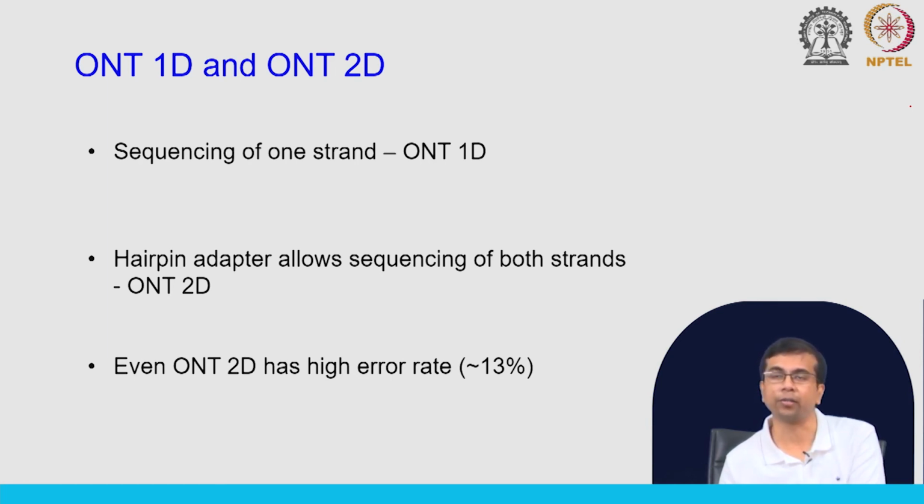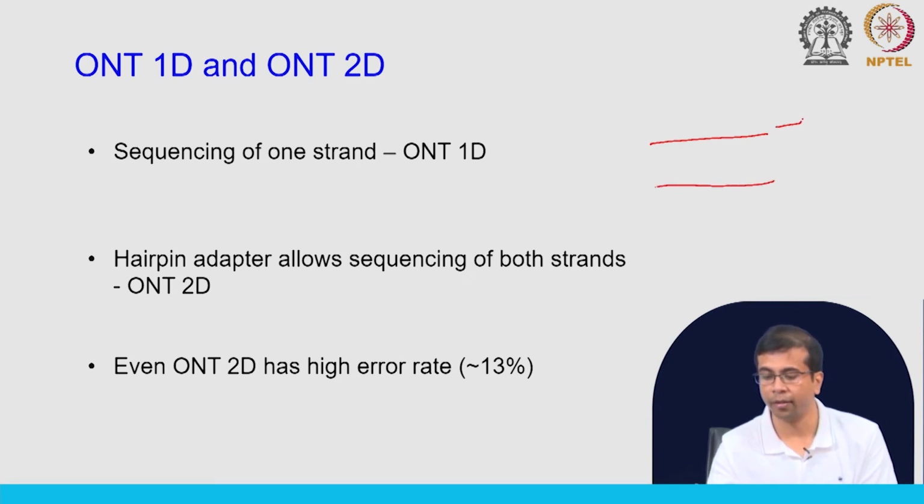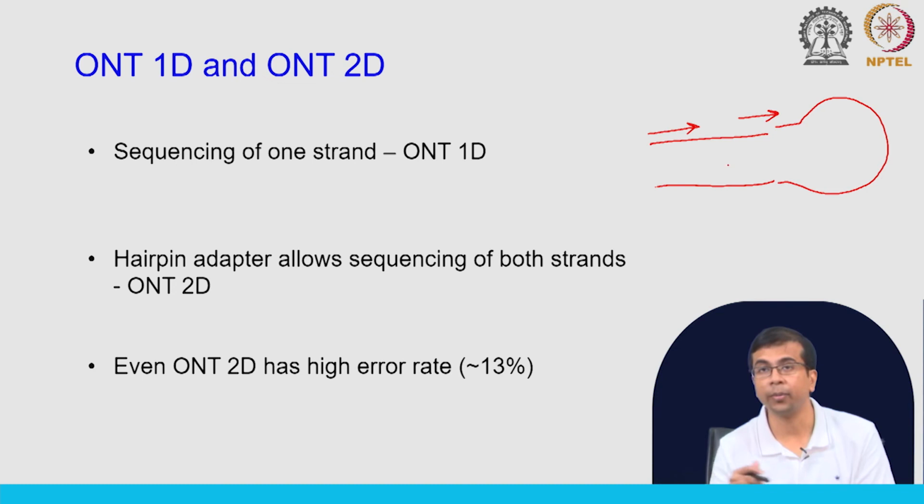ONT 2D. ONT stands for Oxford Nanopore Technology in short. So ONT 1D is where we have the DNA molecule, and as we have mentioned, we have this hairpin adapter. So we can sequence only one side, because these are complementary strands, so double stranded DNA. We can pass only one side of the DNA molecule; the protein present at the entry of the nanopore will pass only one side and we can detect this sequence. So that will be ONT 1D.